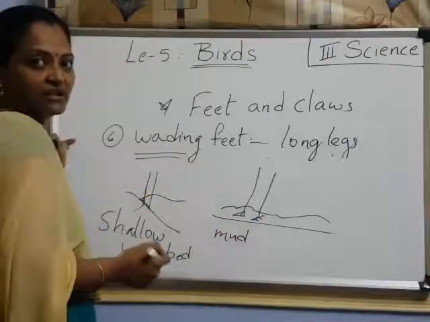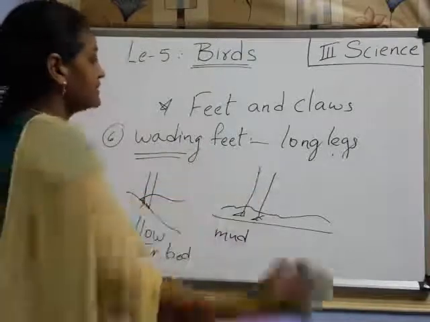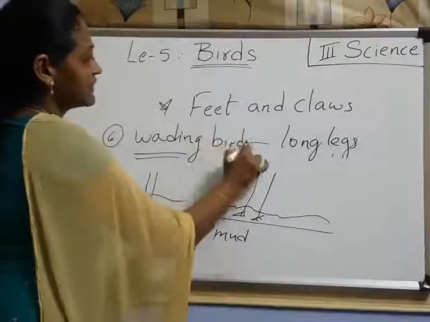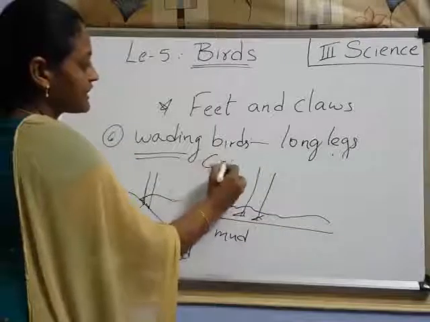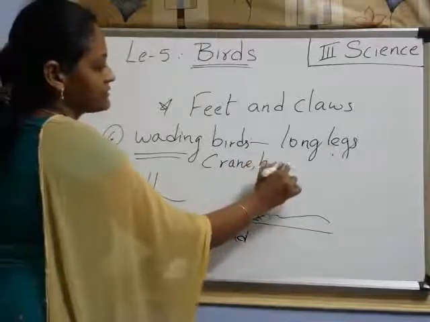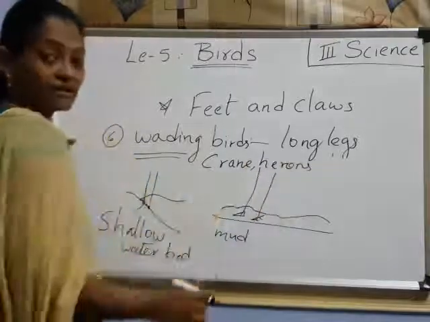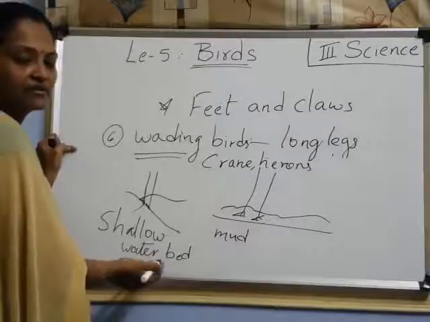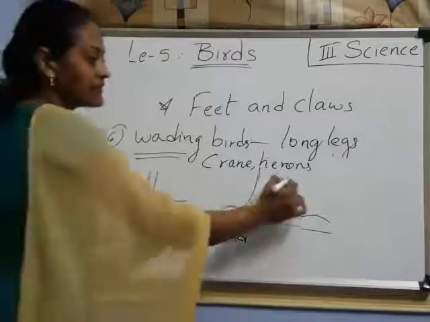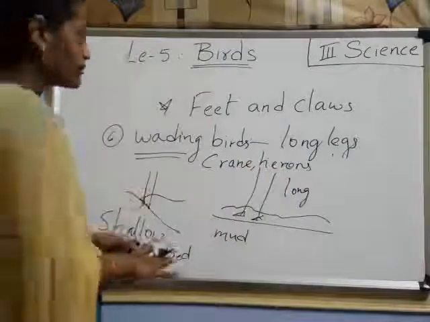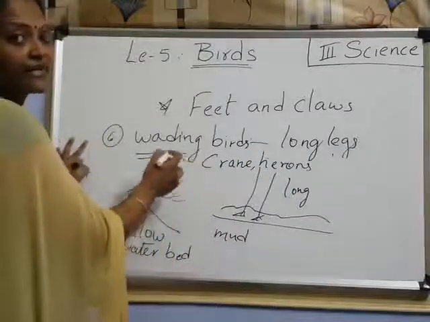Understood, children? Got it? These birds are wading birds, right? Which birds? Tell me. Cranes. Another one is herons, right? Herons. These birds can easily move in shallow water beds. They have long legs, so they can easily move in the water. Those birds we call wading birds.